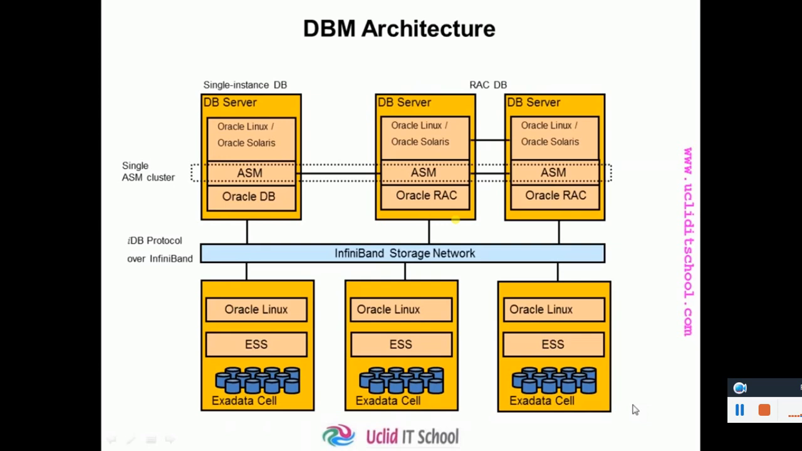So on the database servers, you have the operating system. It could be either Oracle Linux or Oracle Solaris, and you install grid infrastructure binaries and database binaries. And you may install single instance database or rack database or a combination of both. So that way, from database server perspective, these nodes are same as your standard nodes in the rack configuration.